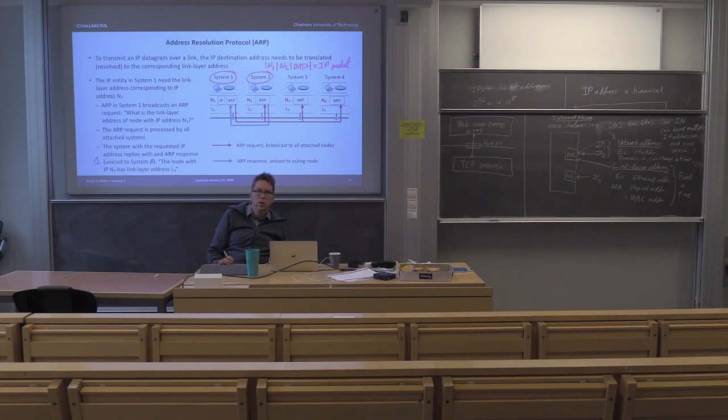So this is almost like DNS, right? We want to translate from one addressing format to the other. So now system number 1 also knows the link layer address of the next hop, of the system that it needs to go to next.